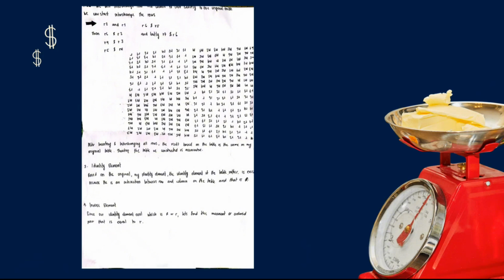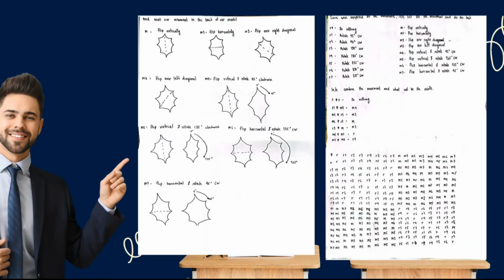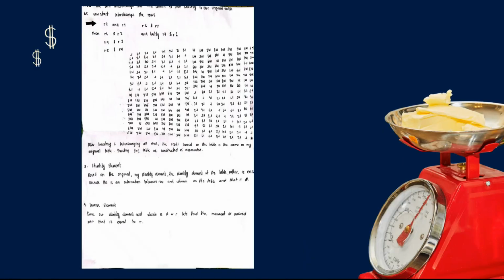And third is the identity element. Based on our original table, my identity element exists because of the intersection between row and column on the table, and that is R. If we check it in the original table, we can see it here, the R. So the identity element is equal to itself.